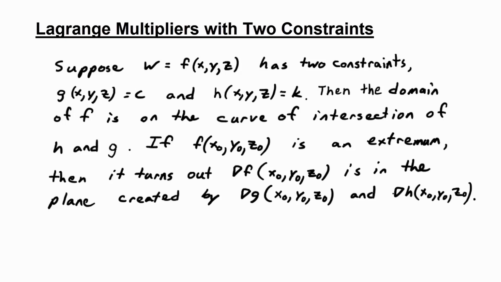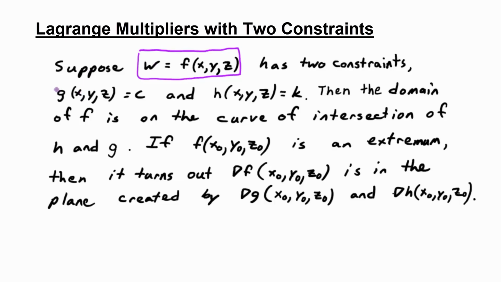Okay, Lagrange multipliers with two constraints. Now, in this situation, we're going to assume that W has 3 inputs and 1 output. So that doesn't really graph to be anything in three-dimensional space, does it? So suppose W equals f of x, y, z has two constraints.